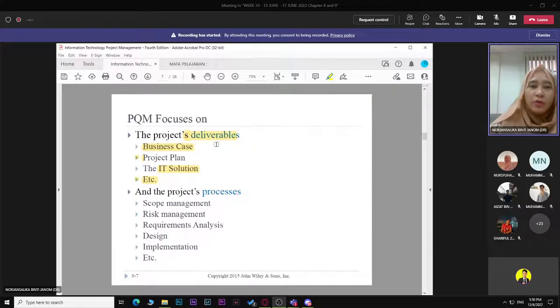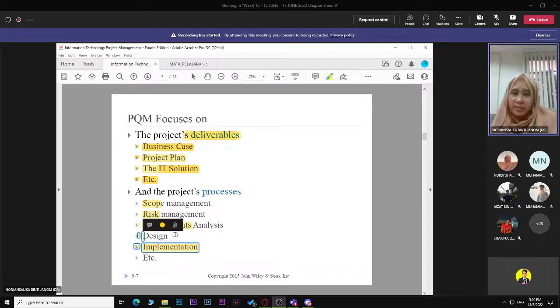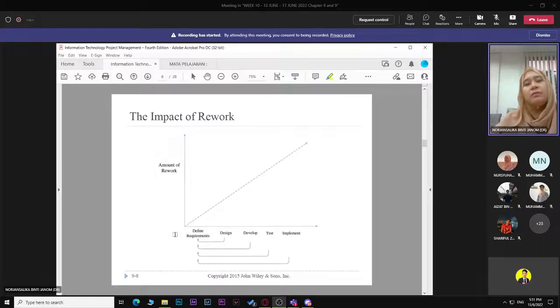But in order to have a good quality of all this, of course, it needs to be guided by a certain process. Maknanya, in managing the scope, in managing the risk, in identifying the requirements, in doing the design, in doing the implementation, it needs to follow the right process of system development life cycle or the project management life cycle, which what you have learned from chapter 1 to chapter 9 today, right? So here you apply all those, then only you can move towards high quality project.